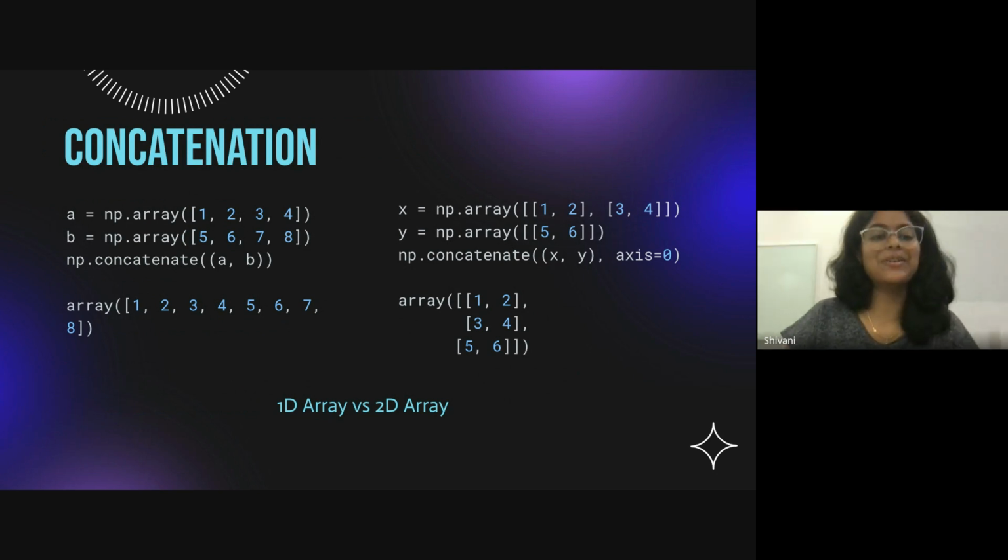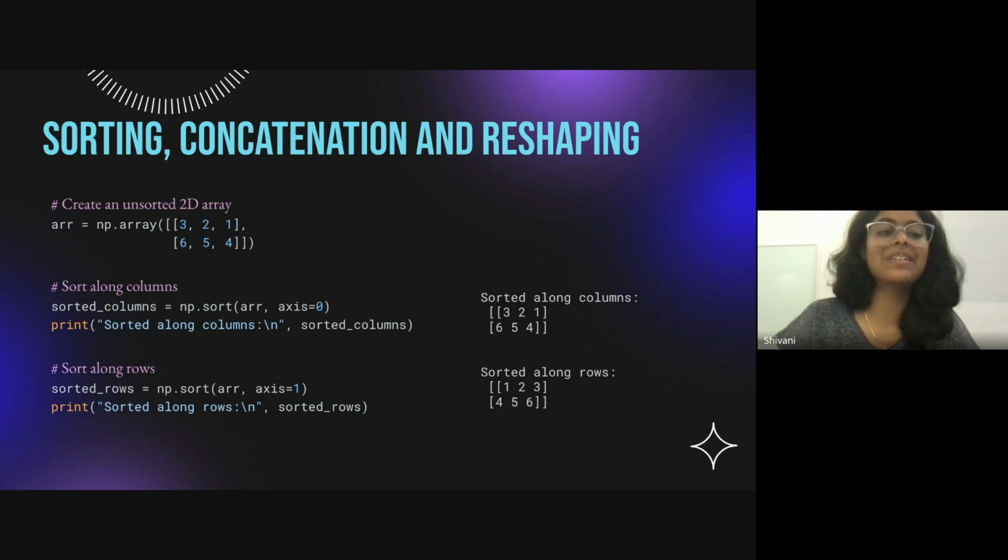Moving on to combining sort, concatenate, and reshape. Okay, so because you want to know how these all work together, right? So using sort, you can sort along the columns or rows, then concatenate vertically and reshape it into a 3 rows and 4 columns matrix. So you all can try it out in your Colab.